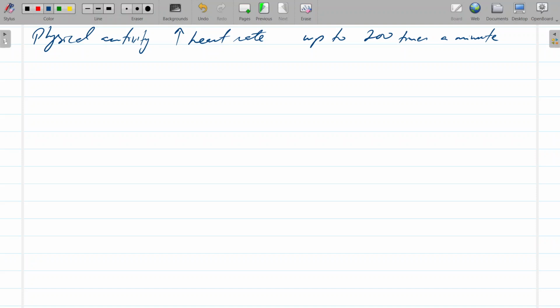All right, so next up we have coronary heart disease, but I'm going to skip that. I'm going to talk about blood vessels. So we've got three types of blood vessels in our body. We have the arteries, we have the veins, and we have the capillaries.